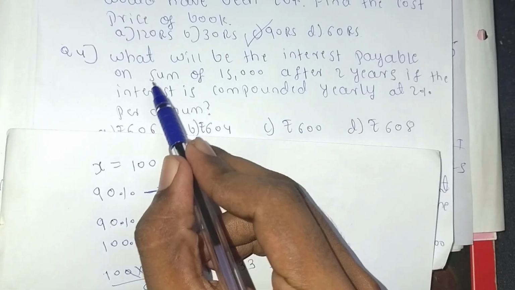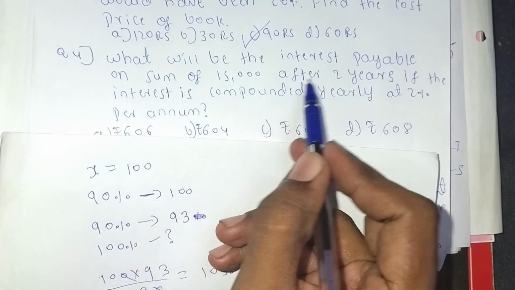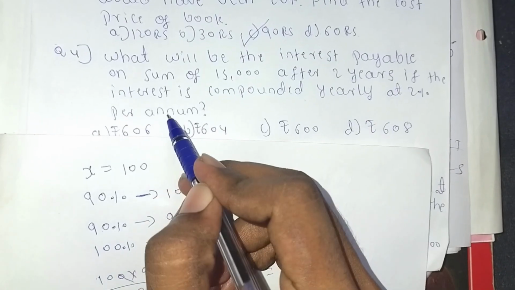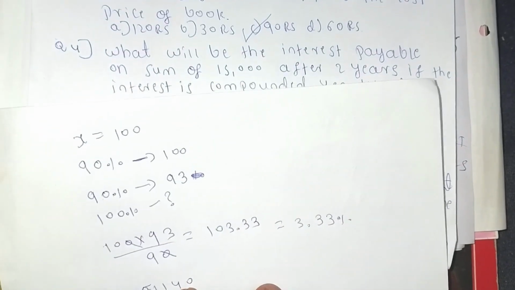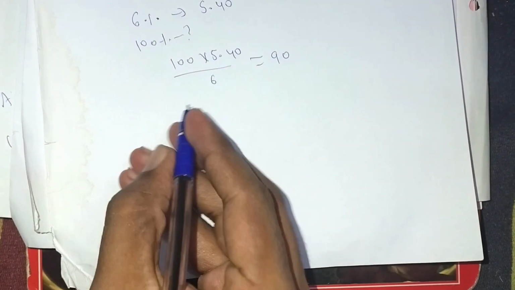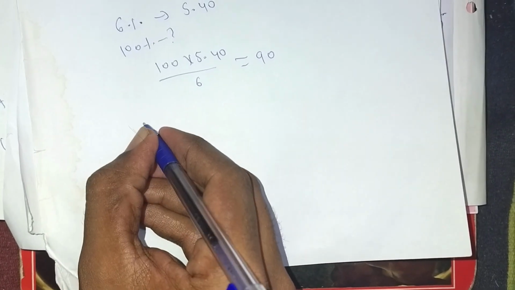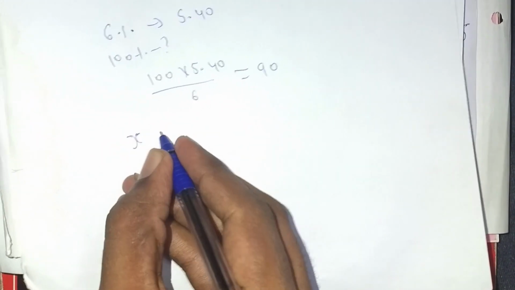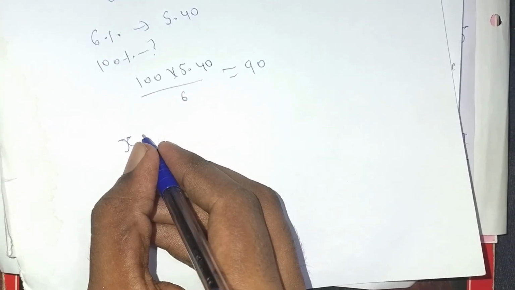What will be the interest payable on the sum of 15,000 after 2 years if the interest is compounded yearly at 2% per annum? Before solving this question, I am just going to make you know about two important formulas of simple interest and compound interest.